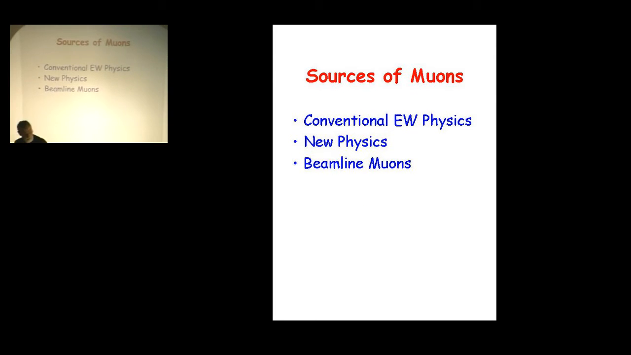There are various sources of muons. Conventional electroweak physics, which I'll explain in a moment. New physics, the stuff that we're building this machine for. And then things like beamline muons. This unfortunately does not include a discussion of junk coming from the IR. We'll get into that a little bit later, perhaps.